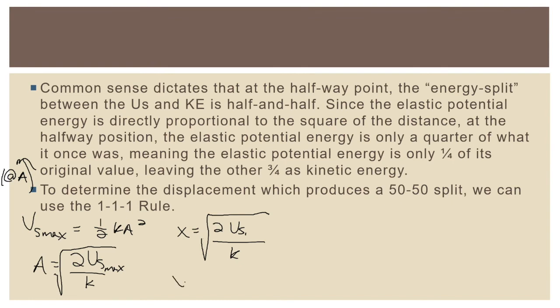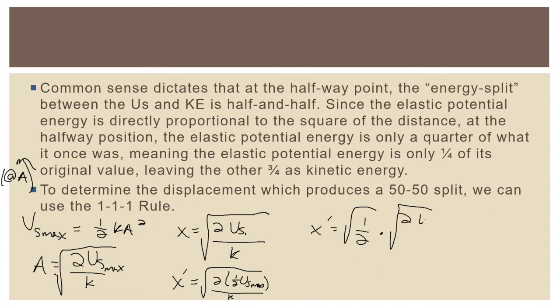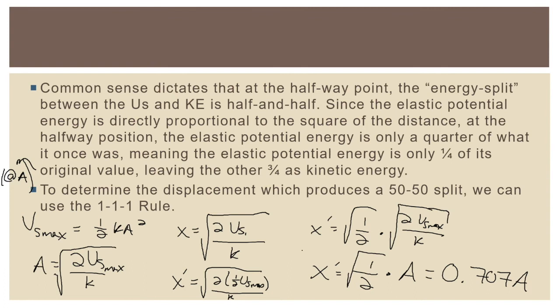And so if we want to figure out where the energy is going to be half of the maximum, well, then all we have to do is plug that in, X prime, and then we'll plug in here 2 times 1/2 of US max over K. And so notice what we have here is not 1/2 the distance, but the 1/2 under the radical. And so we're going to have X prime equals the square root of 1/2 times 2 times US max over K. And notice, because we said the square root of 2 times US max over K is the amplitude, what we have here is X prime equals 1 over root 2 times the amplitude, or 0.707 times the amplitude. Right, 1 over root 2 should be a number that's fairly familiar to you from math.